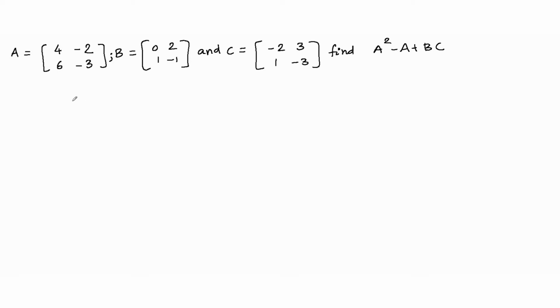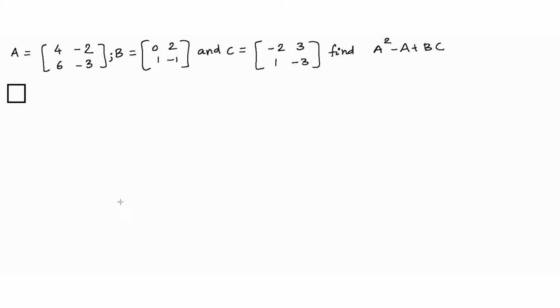So in this session, we want to solve a few more questions based on matrices. In this question, the matrices A, B and C are given. We are supposed to find A square minus A plus BC. So let's find the different components of this question.